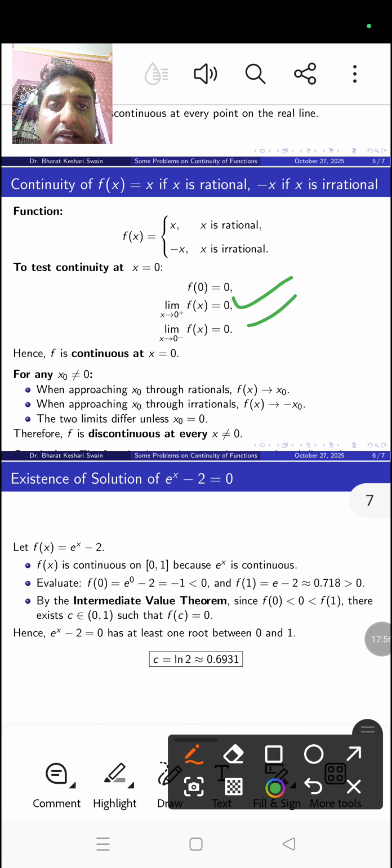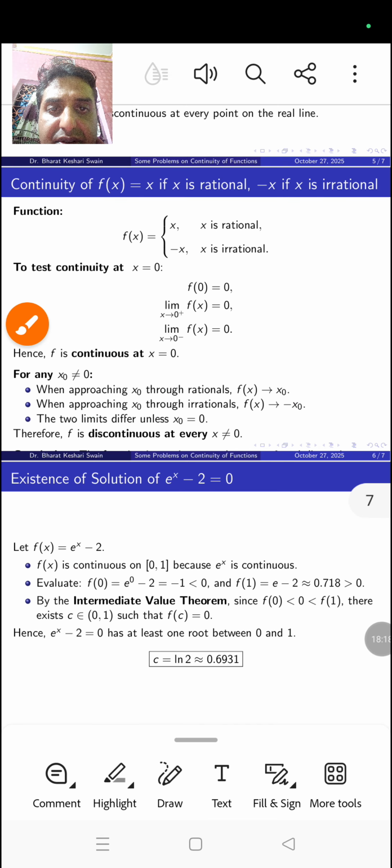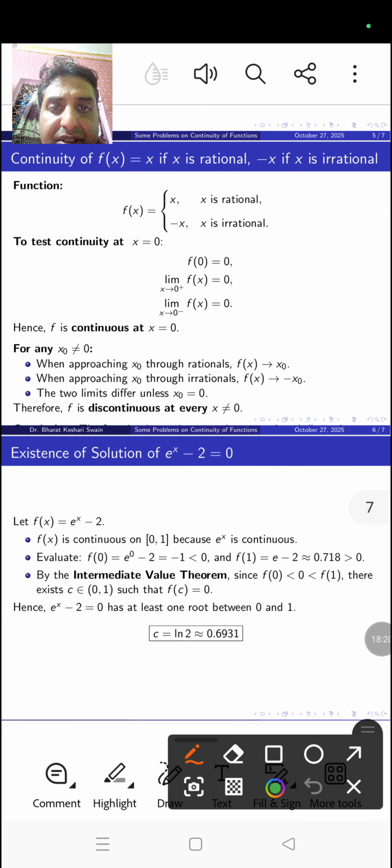And what is your functional value? F of 0. Since 0 is rational, it will be x, and if we put 0 in place of x, then it will be 0. So the functional value is also 0. So the limiting value is equal to the functional value, so the function is continuous at x equal to 0.